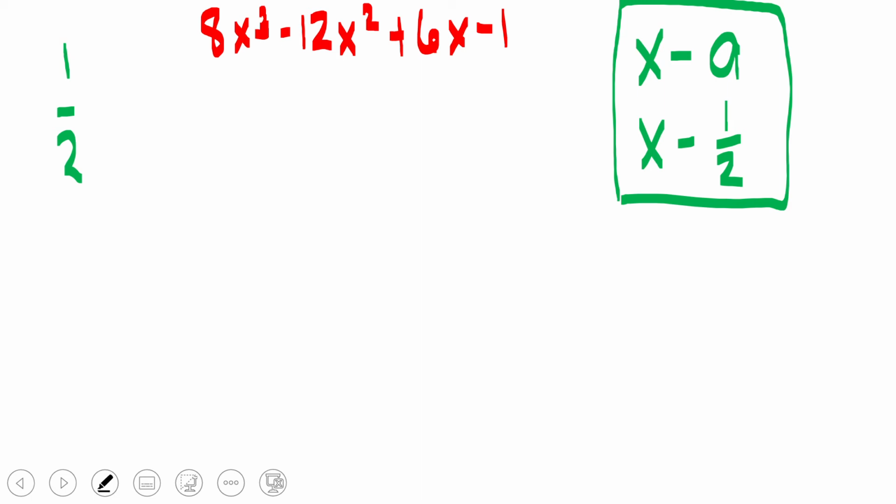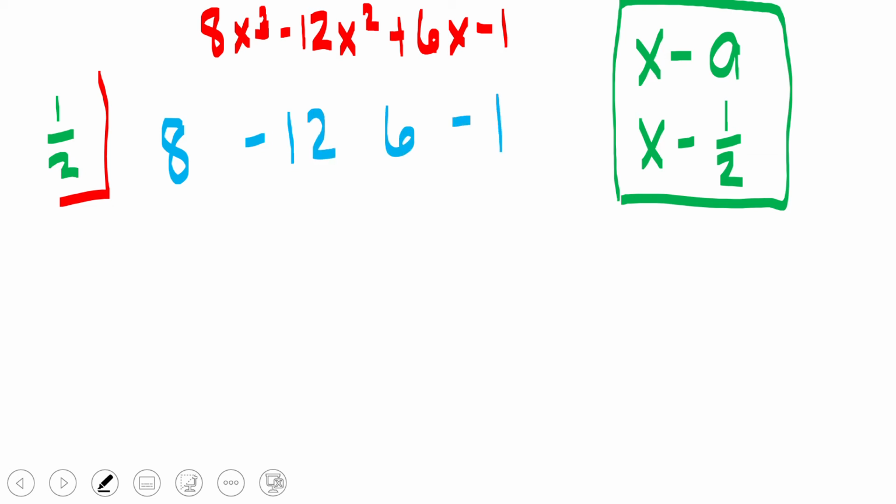We pull our coefficients for synthetic division. And to do that, we're going to have 8, negative 12, 6, negative 1. Remember to check that your polynomial is in descending order. And if there is not a coefficient for a term in descending order, put the value of 0 in that place value. Okay, we're going to move our 8 down.